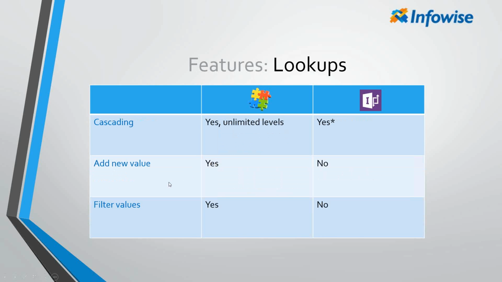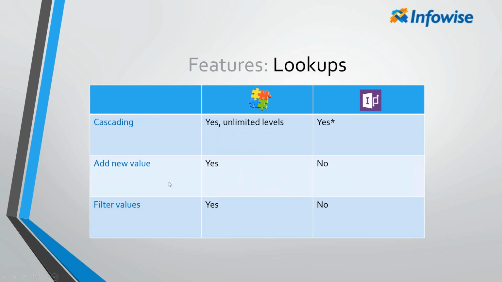Okay, lookups. So cascading lookups, again, a very common requirement. Actually, you can do that in InfoPath, only in the form library-based kind. In our case, we can also do it with unlimited levels. What you cannot do in InfoPath is to add new values on the fly.